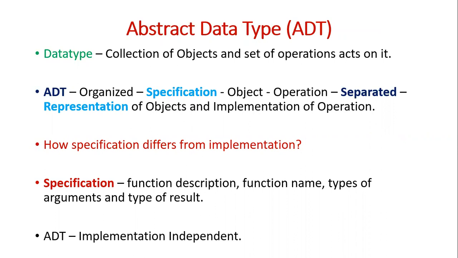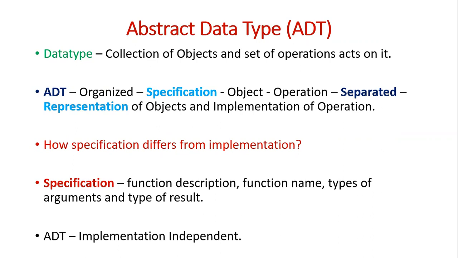If it is 8-bit, the minimum value it can take is -128 and the maximum value is 127. Like that, for every data type there will be a range, and then there are operations you can perform on the data type. Normally if it is an integer, you can perform addition, subtraction, division, all these things. This is how we define a data type: a collection of objects and a set of operations that can be performed on it. Now let us try to understand what is meant by an abstract data type.